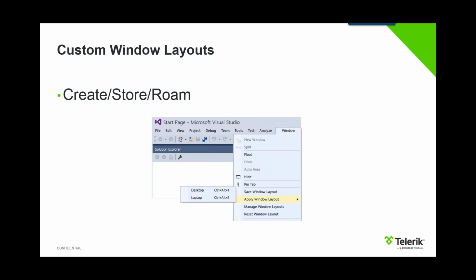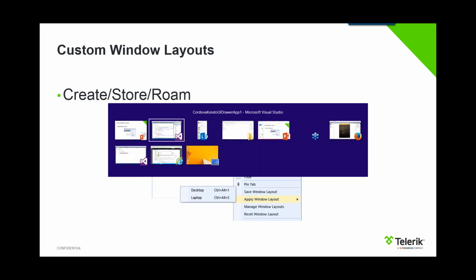For example, what's cool is, take a look at this. This is an example where somebody has created two layouts, one for desktop, one for laptop. And what's interesting is they have shortcuts. Remember, I said I'm not a big mouse guy, right? So what I normally do is look for shortcuts within Visual Studio. So they have given me a shortcut. If I say Control Alt 1, boom, I get the desktop layout. If I say Control Alt 2, I get the laptop layout, right?